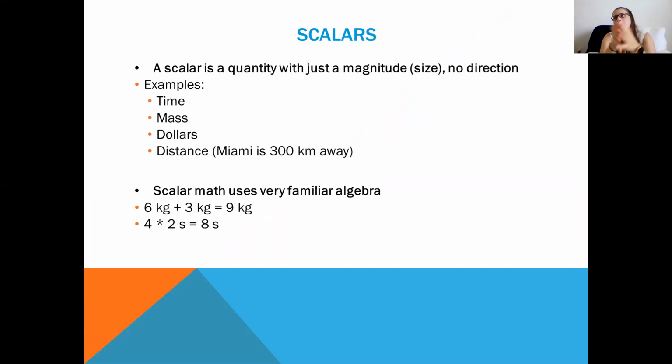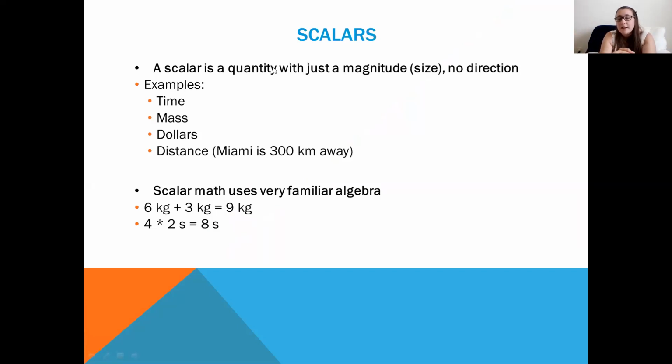When we think about directions, we think in terms of north, south, east, west, or forwards and backwards, up, down, left, right, things like that. So you can think about going forward in time, going back in time, but you can't go left and right in time. That doesn't really make sense. You can't go north in time. So that's why it's a scalar quantity. Mass, you don't have to say 4 kilograms north. The direction just does not matter for scalar quantities.